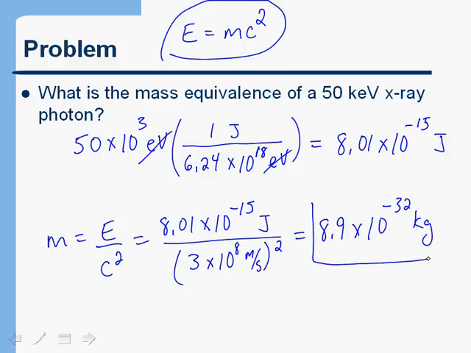And really what that shows you is that the energy of an X-ray photon is equivalent to a very, very, very small amount of mass, because a small amount of mass gives you a fair amount of energy.